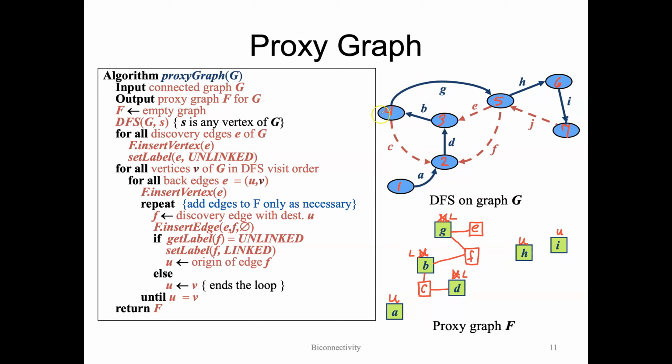We move to vertex 4. It has no back edges going into it. Then we move to vertex 5. This has one back edge going into it, which is J. So we're going to add J as a vertex in our proxy graph.